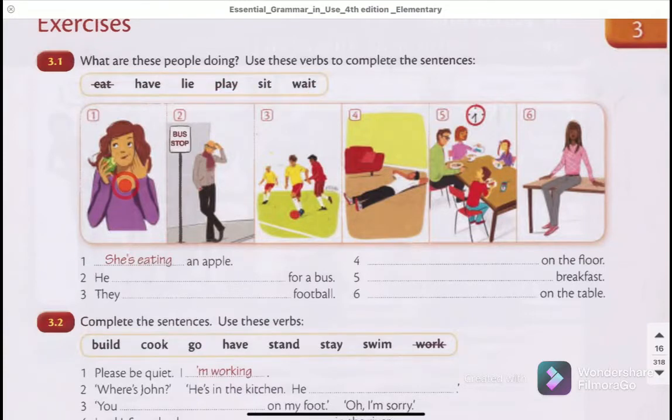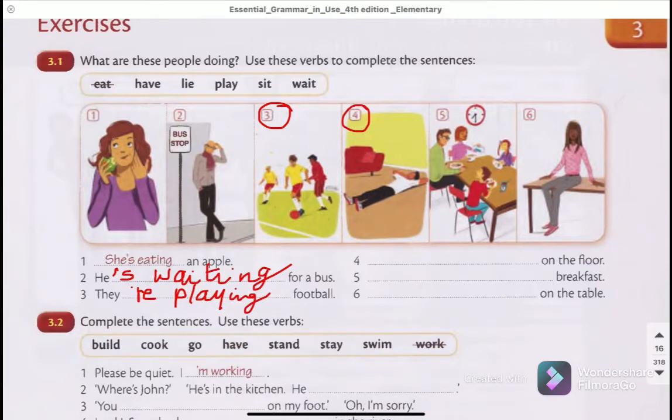Number 1, she's eating an apple. Number 2, look at the picture. He is what? He is waiting. Very good. Can I say "he is wait"? No, teacher. He is waiting for a bus. Number 3, look at number 3. They are playing football.